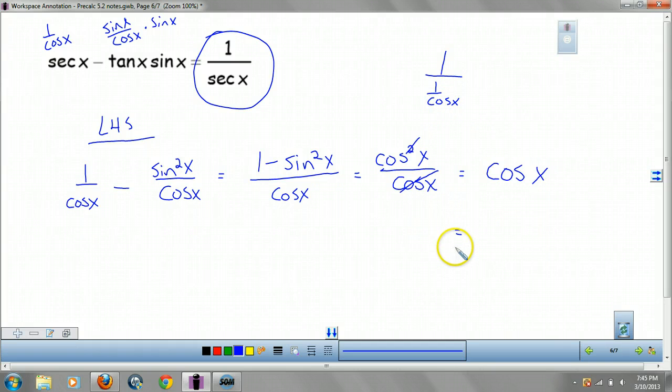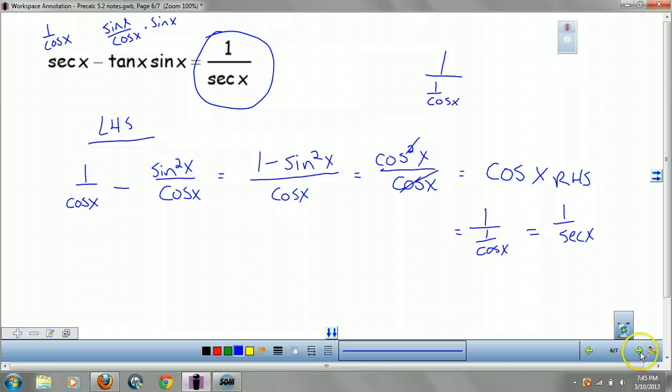So here's what I can do. I need to get to look like this, right? Well, guess what? You can just do that, because 1 divided by secant is cosine of x, which equals 1 over secant of x. Left hand side matches my right hand side. I'm done.